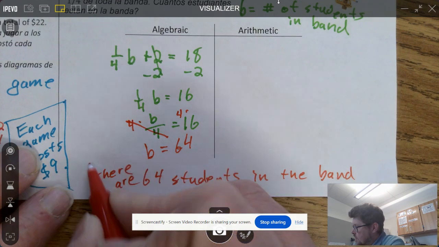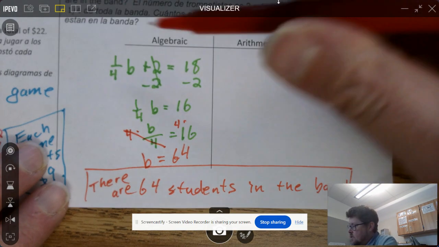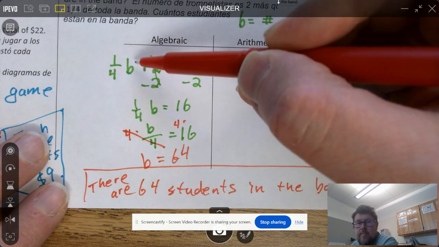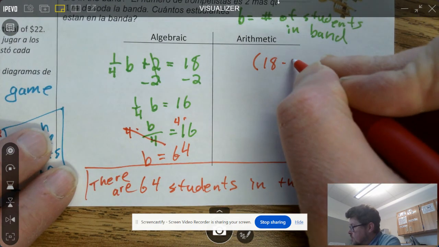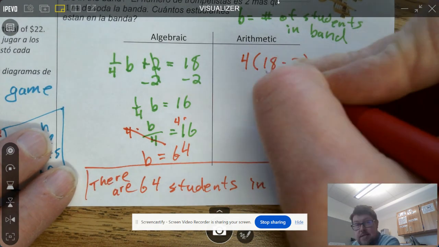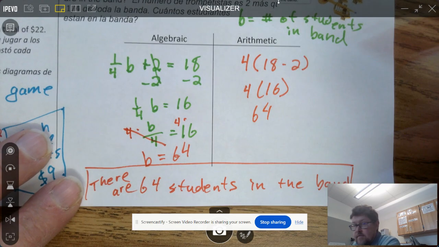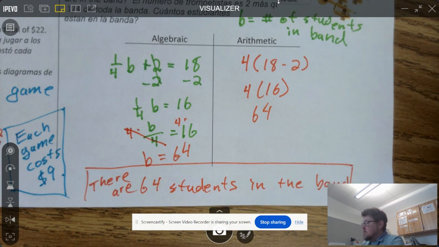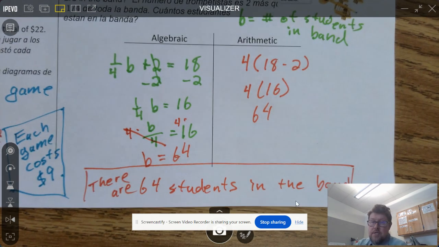Okay. Now, if we look at this arithmetically, okay, we know that the number of trumpet players is 1/4 of that band, right? But it's that trumpet players minus 2. So 18 minus 2, number of trumpet players minus 2, times 4 gets us to the number of people in the band, right? So that's 4 times 16, which is 64. So similar. I mean, these are all solved the same way, right? We do opposite operations or inverse operations, right? Addition and subtraction are opposites, and then multiplication and division are opposites. And so that's kind of how we approach every one of these problems. Okay.